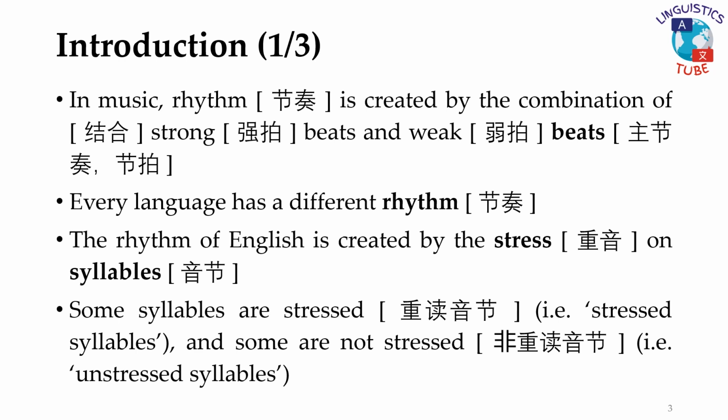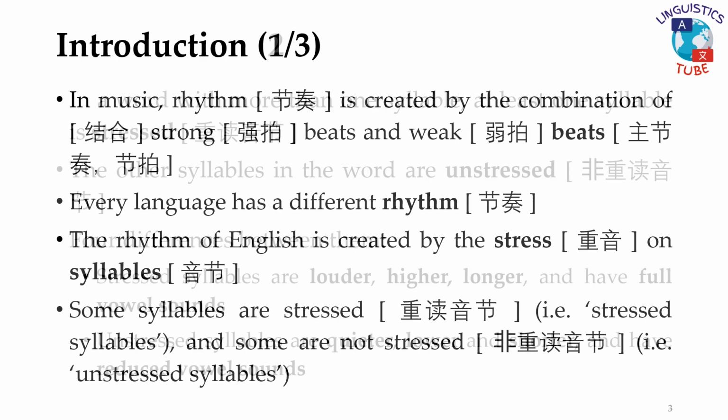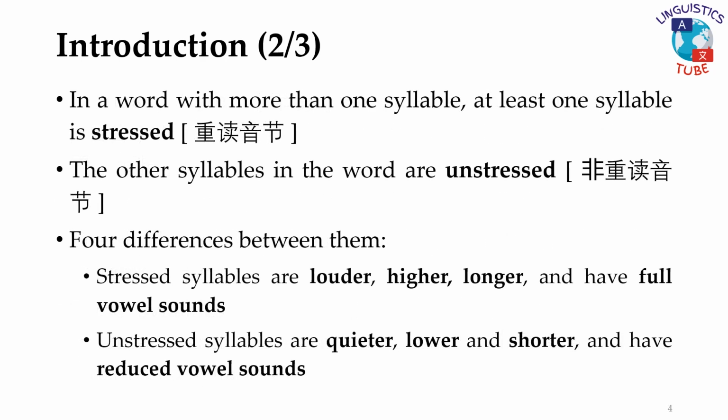Rhythm in music is created by the combination of strong and weak beats. In English, the feeling of strong and weak beats is created by whether or not stress is put on syllables. If there is, then we call them stressed syllables, and if there isn't, then they are unstressed syllables. For words with at least two syllables, at least one syllable is stressed. Therefore, the other syllable, or syllables, in words with at least three syllables is unstressed.